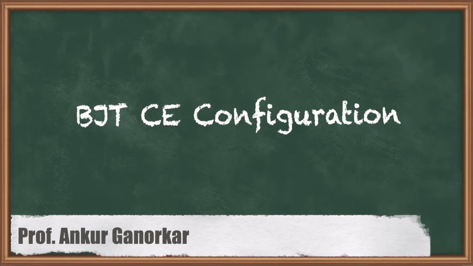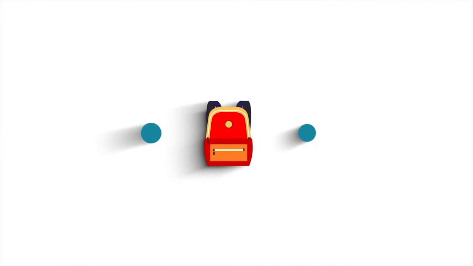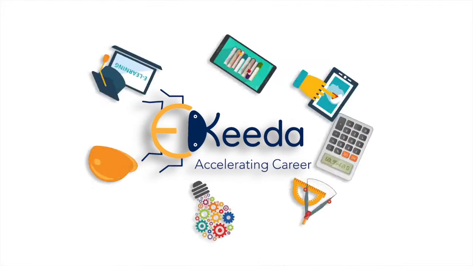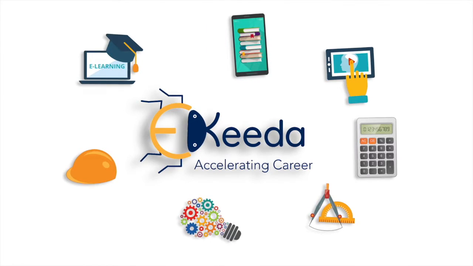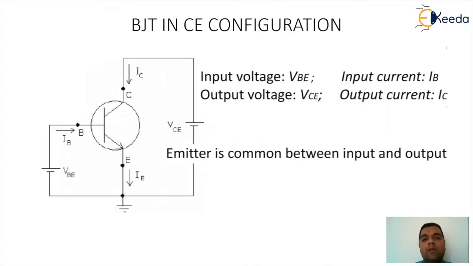Today we are going to cover the second part of BJT, and today's topic is BJT common emitter configuration. So let's start with the BJT common emitter configuration topic. In the previous session, we discussed common base configuration of BJT. Now we are trying to understand common emitter configuration in BJT.